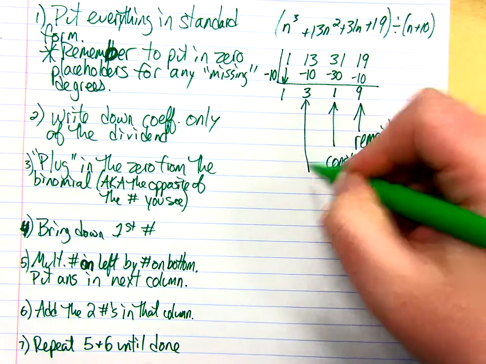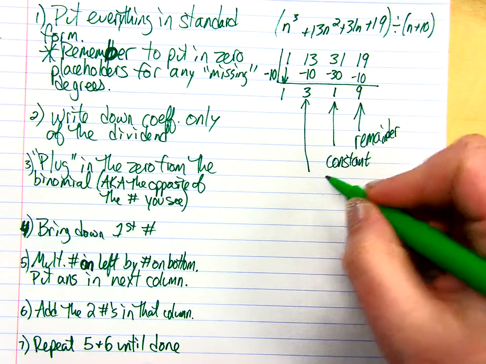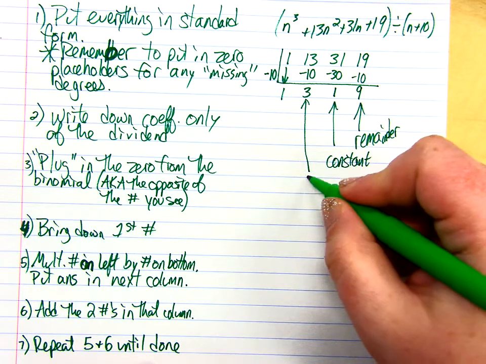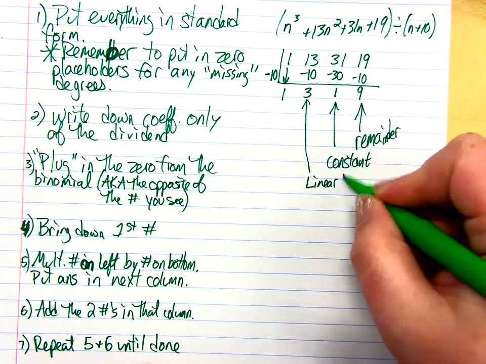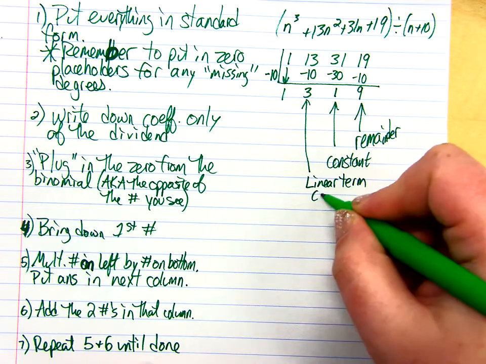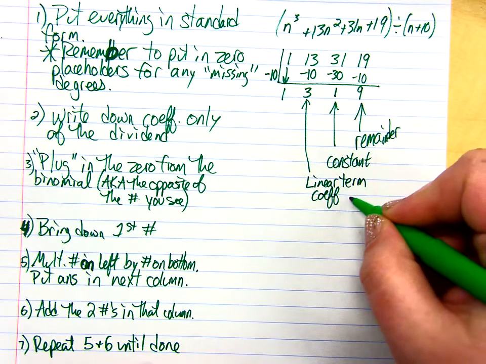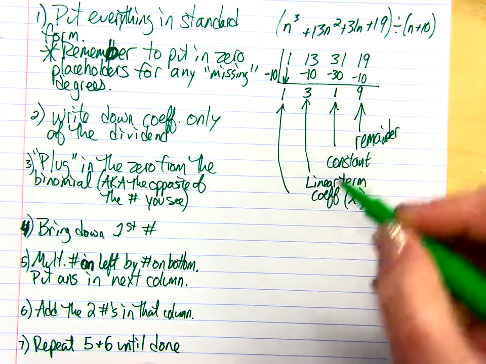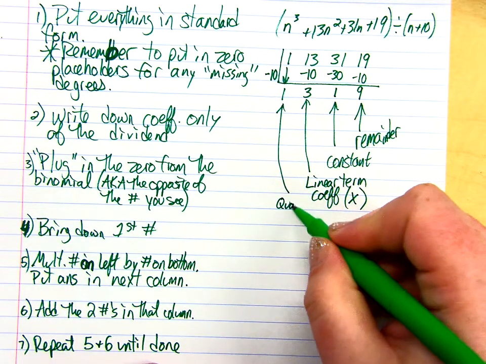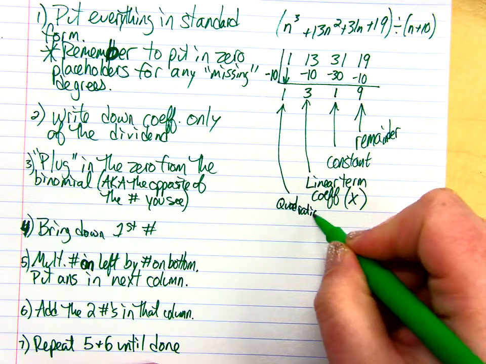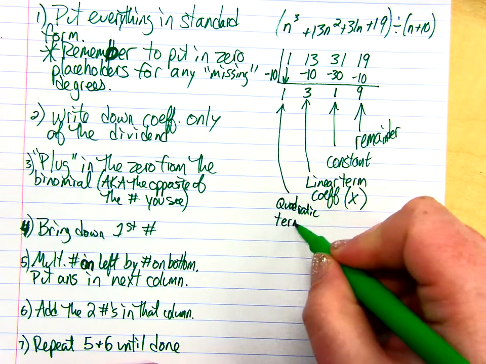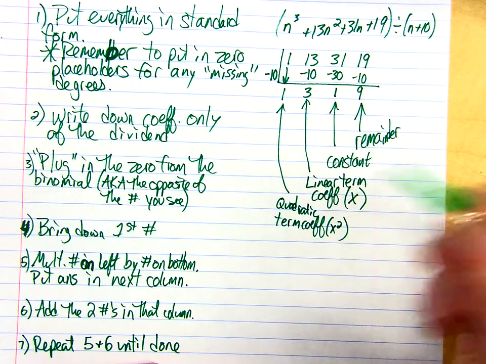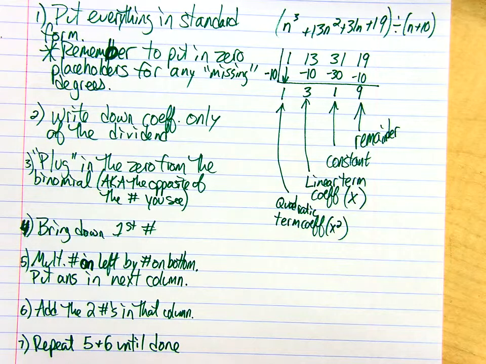This number is my x to the first coefficient, or let's say, it's your linear term coefficient. So it goes in front of the x. This would be your quadratic term coefficient, if you want to be fancy about it. So in other words, that's going to go in front of x squared. And if you have more numbers, you keep going up the line.